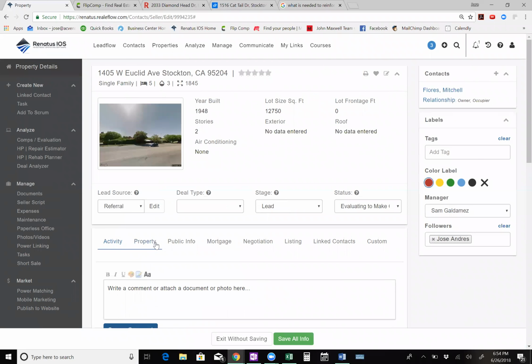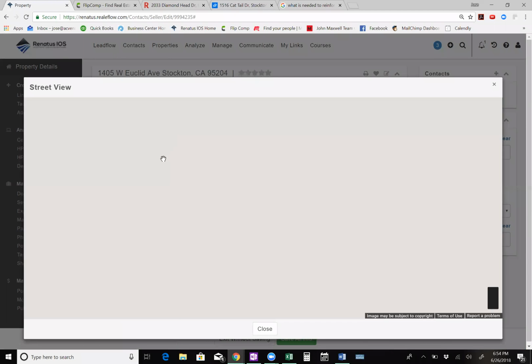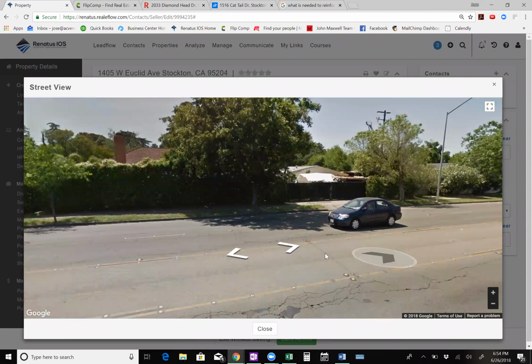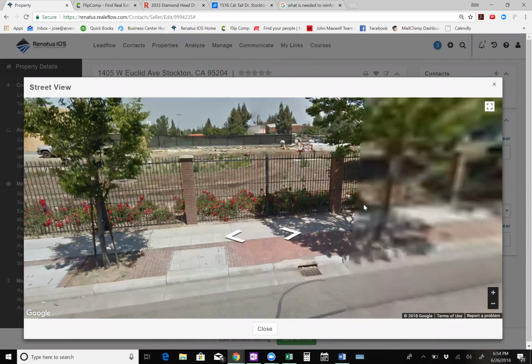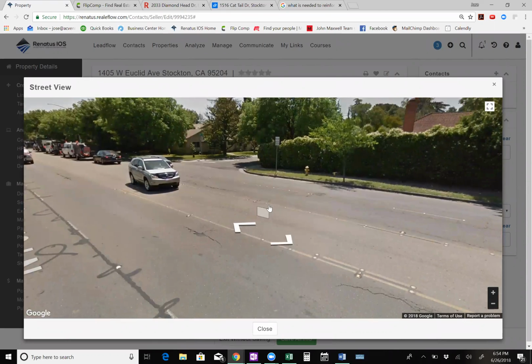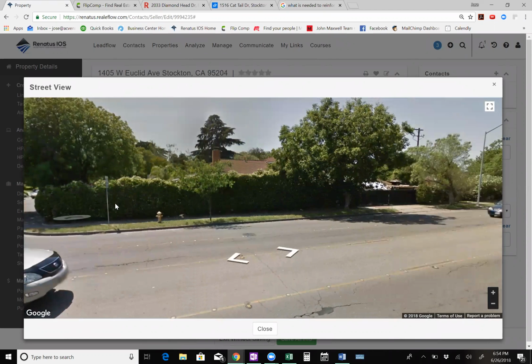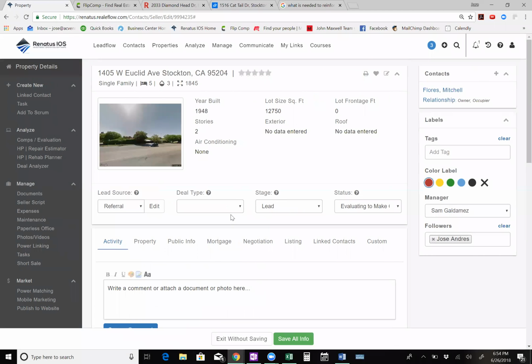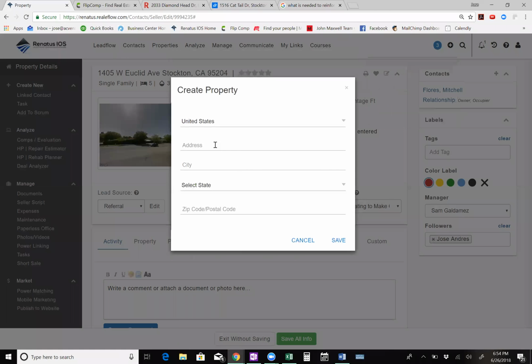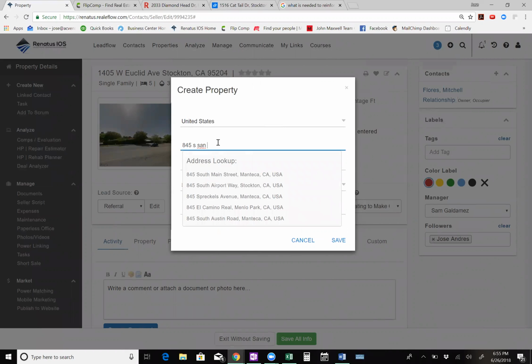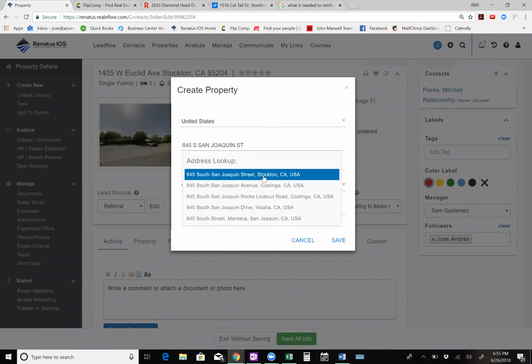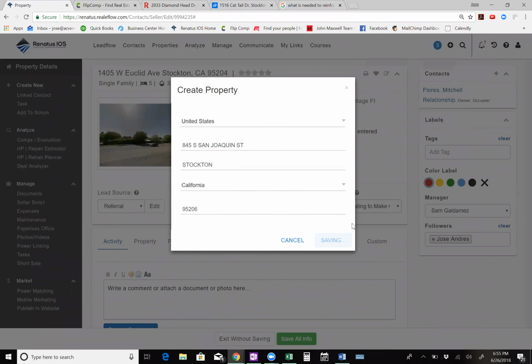So we're saving that. First thing I do is click right here. It'll give you the street view. I don't know why it's doing this. I think it might be on the other side, because it's on South San Joaquin Street. The address? Yes, 845 South San Joaquin Street. Oh, your guys' property is? Yeah. Must have got it from the wrong one. What's the address again? 845 South San Joaquin Street. All right, so maybe that was the wrong one. So, South San Joaquin Street.